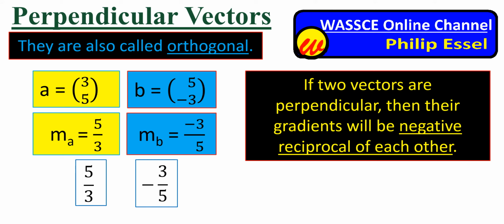So in the next examples that we are going to look at, we are simply going to use this simple technique to determine whether two or more vectors are orthogonal or not. So that's what we are going to look at in the next slides.